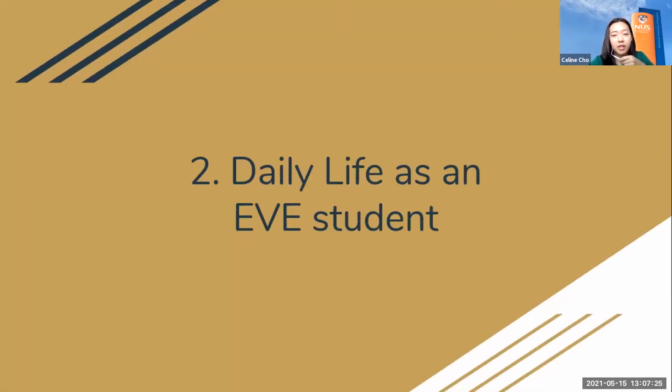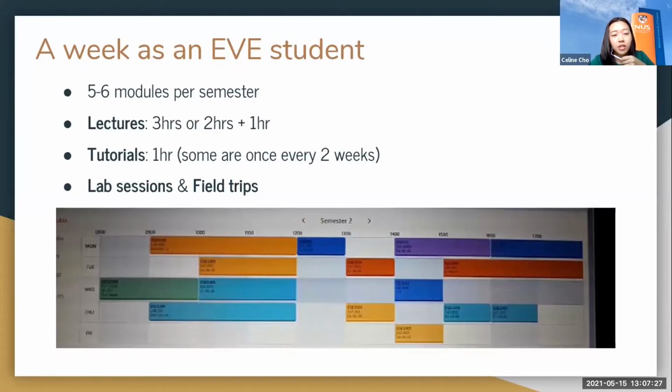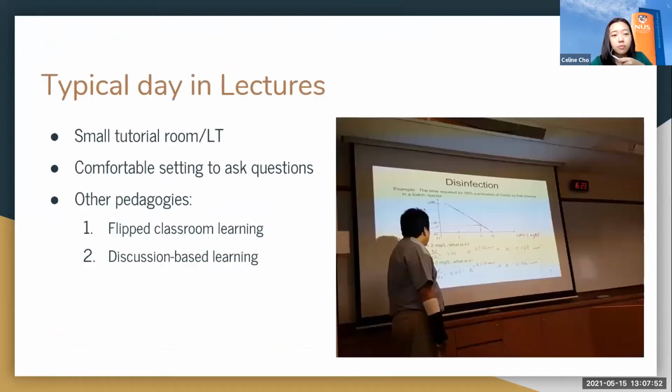So what is it like being an environmental engineering student? Typically, you'll take 5 to 6 modules per semester, and within these modules, environmental engineering modules consist about 1 to 3, and there are lectures held every week in 3-hour blocks or 2 + 1 hour blocks. And tutorials are usually 1 hour and are held every week or once every 2 weeks. There are also lab sessions and field trips depending on the module.